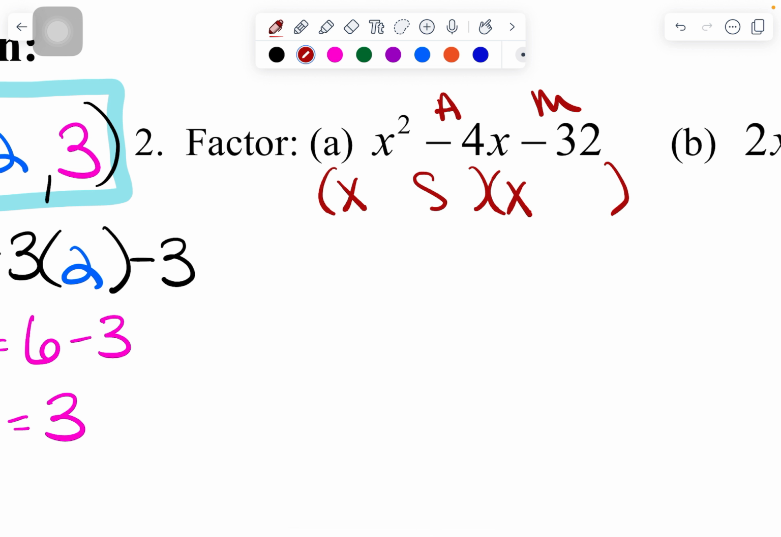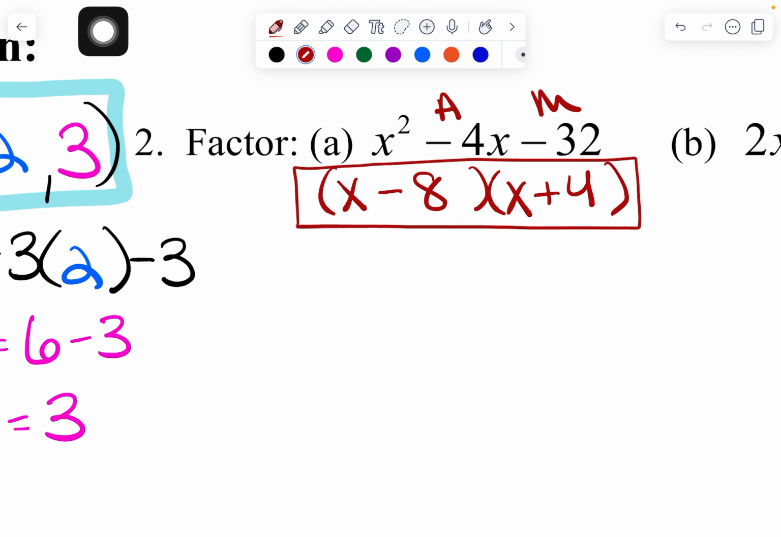So I'm kind of thinking I like 8 and 4 here. If I make the 8 negative and the 4 positive, let's check. So negative 8 times positive 4 is absolutely negative 32. Negative 8 plus 4 is negative 4. Those are my correct factors.